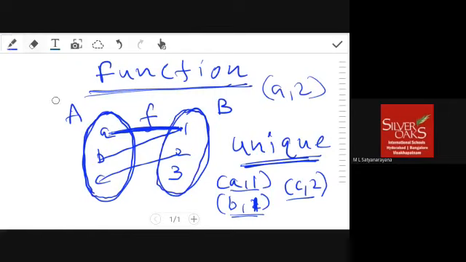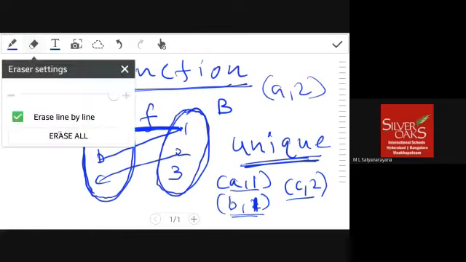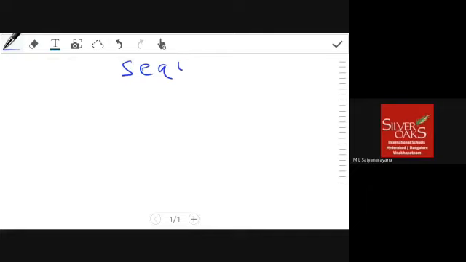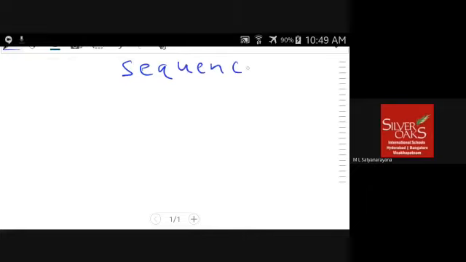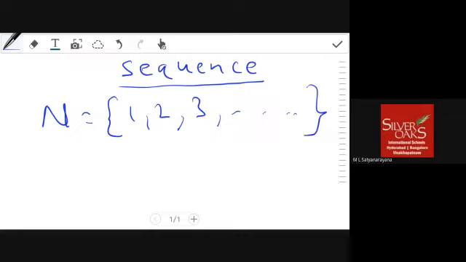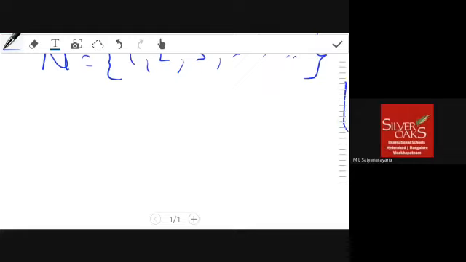Now, let's go back again to the sequence. What is a sequence? It will be very easy for you to understand now. A sequence is simply a function whose domain is natural numbers. We all know what natural numbers are, right? Natural numbers are 1, 2, 3, and so on. So a sequence is a function whose domain is the natural numbers.